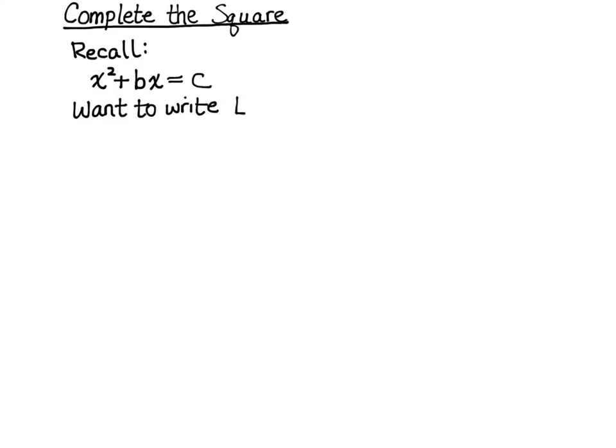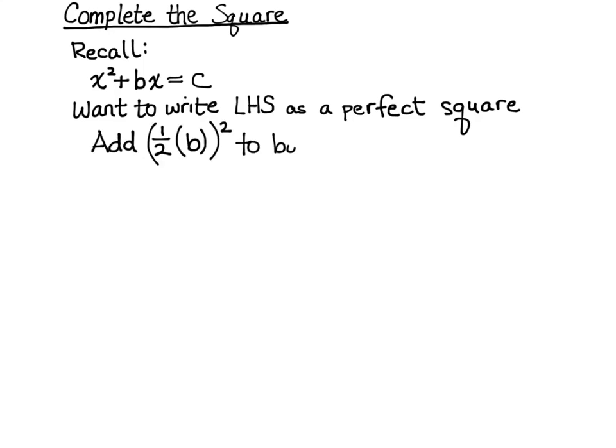The last slide that I have for you is a refresher on completing the square. So remember, if we have something of the form x squared plus bx equals c, where x is a variable and b and c are both constants, we'd like to write the left-hand side as a perfect square. So that's our goal for completing the square. In order to do that, we're going to add 1/2 of b and then square that. We're going to add that value to both sides of the equation.